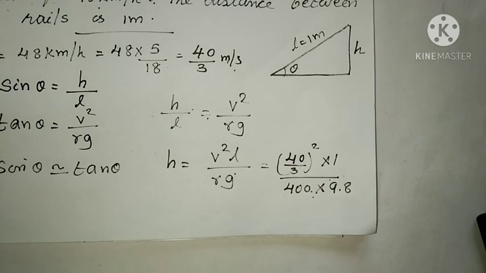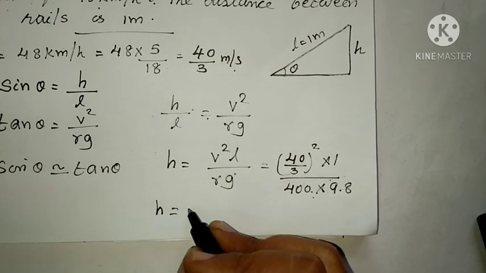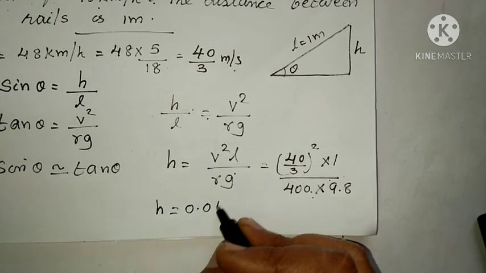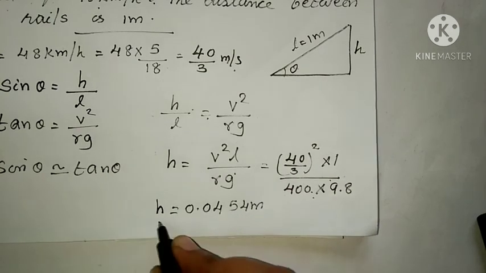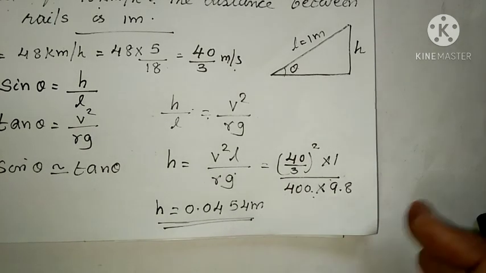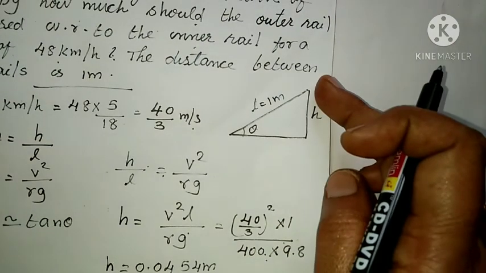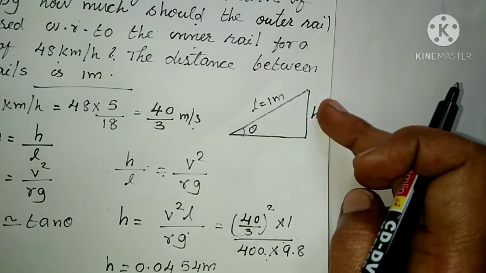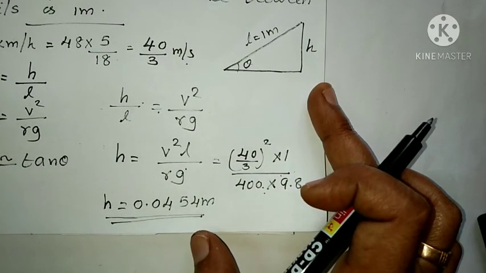After multiplying and dividing these values, you will get the answer h equal to 0.0454 meter. Clear? So this is the height at which the outer rail is raised with respect to the inner rail, that is h equal to 0.0454 meter.